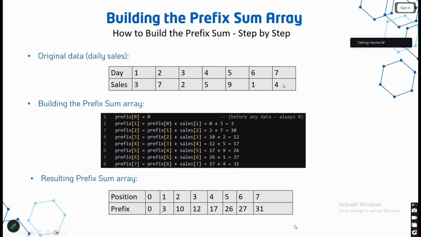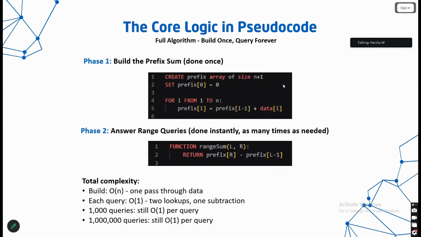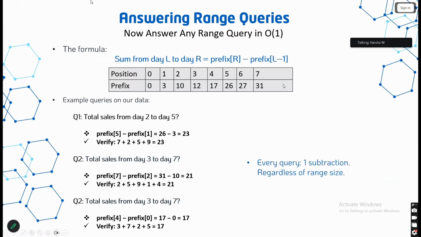So we answered the range question. The whole logic is, again, build once, query forever. First of all, you have to build the prefix sum. You have to build it first. Now let's say you build it and your array is still adding stuff. In that case, what you can do is a nightly job to build the prefix sum.